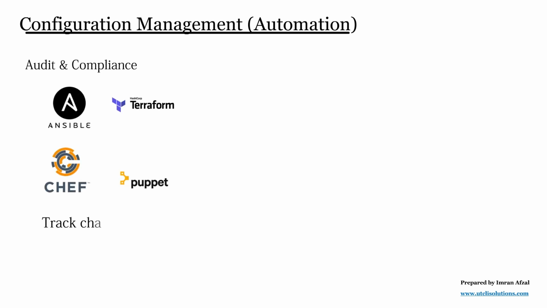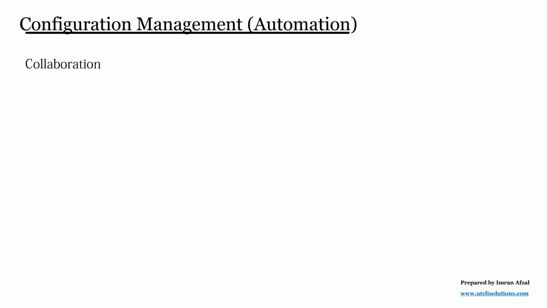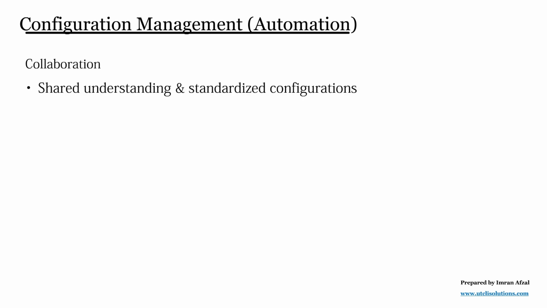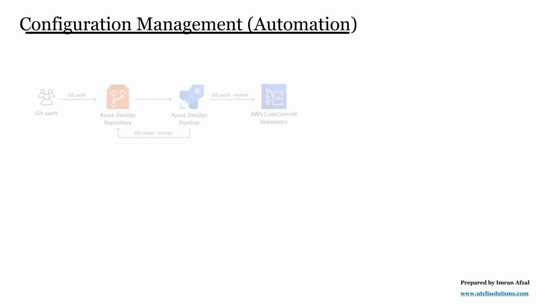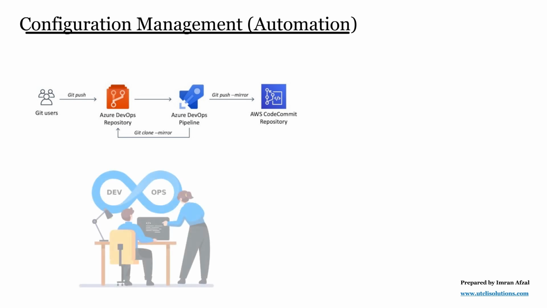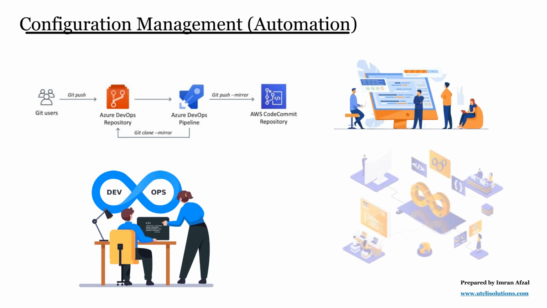Then we have audit and compliance. CM tools can track changes and provide a history of configuration, helping in audits and maintaining regulatory compliance. The next one is collaboration. With a shared understanding and standardized configuration, development and operation teams can work more in cooperation. In summary, configuration management is all about the automated and systematic maintenance and monitoring of software configuration and its infrastructure.